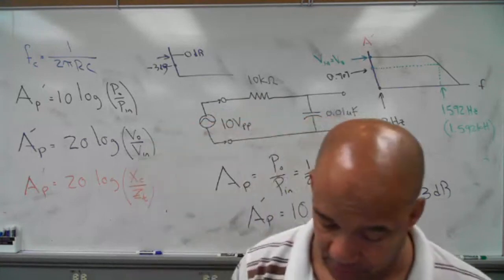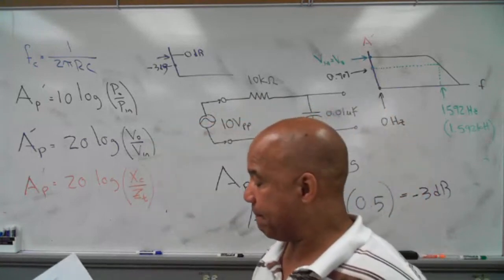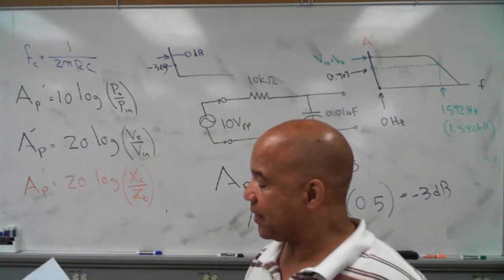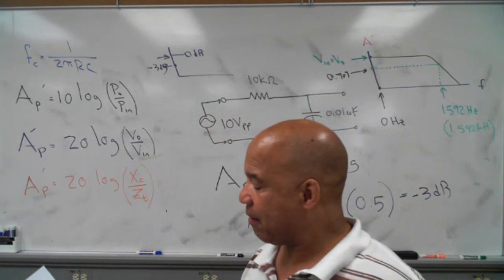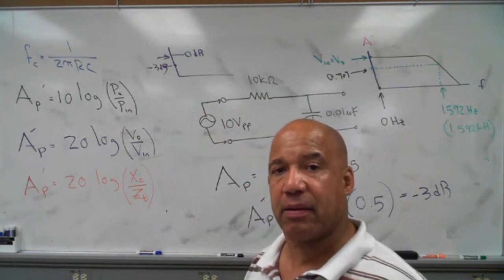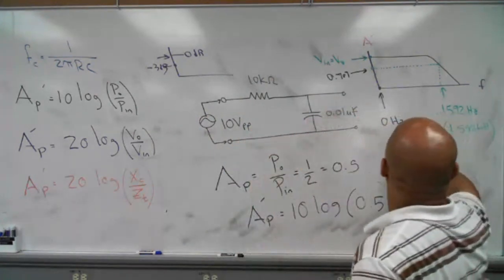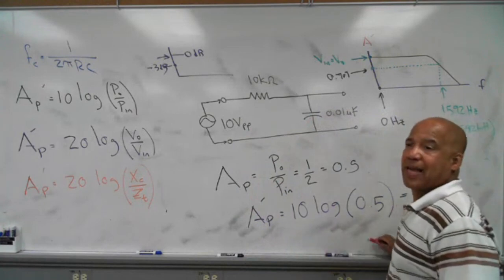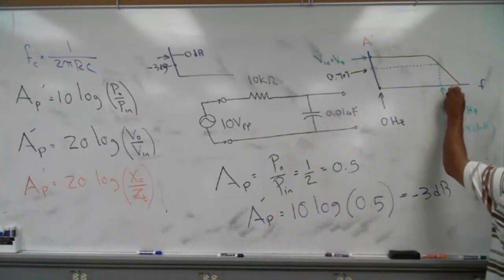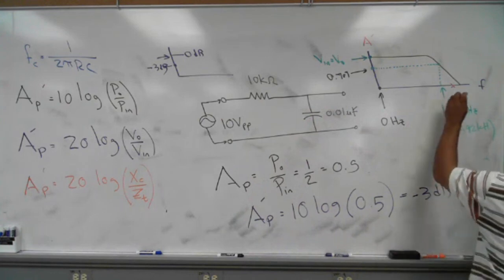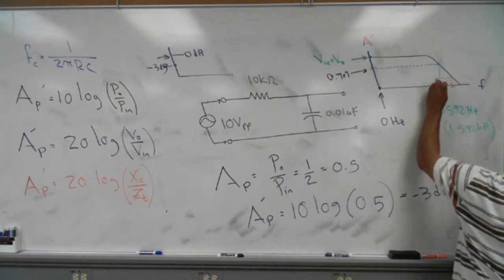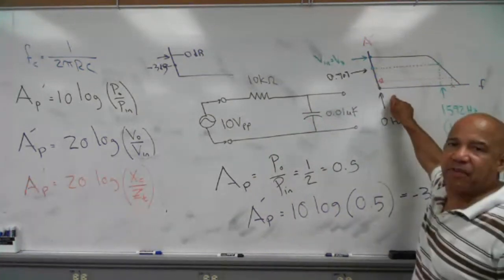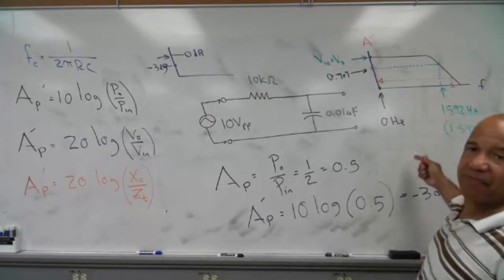Now, they're trying to get you with C. Look at C. I mean, not C, but D. They want you to find the decibel power gain at 15.9 kilohertz. Look at that. In other words, look at my graph. If this is 1.5 kilohertz, I don't know where 15.92 kilohertz is, but it's way out here somewhere. And so I expect when I go up on this graph, if this is the point, look how my signal's attenuated way over here. So I expect to have a lot of attenuation there. That's what the graph says anyway.